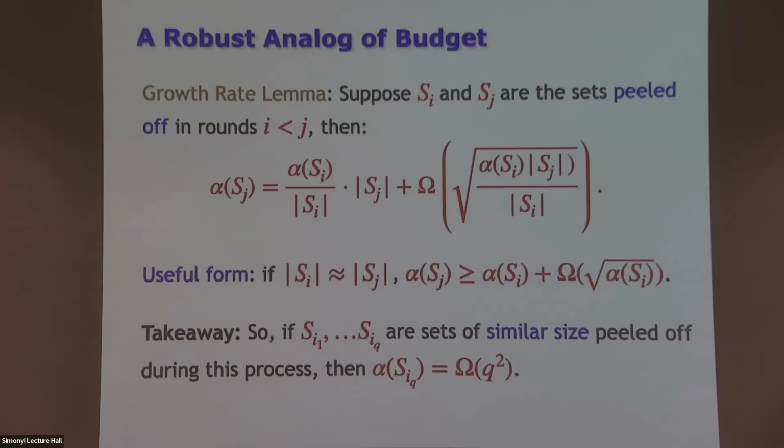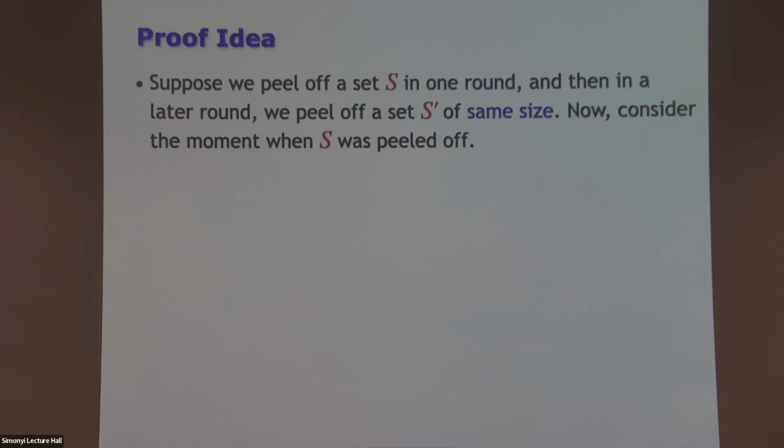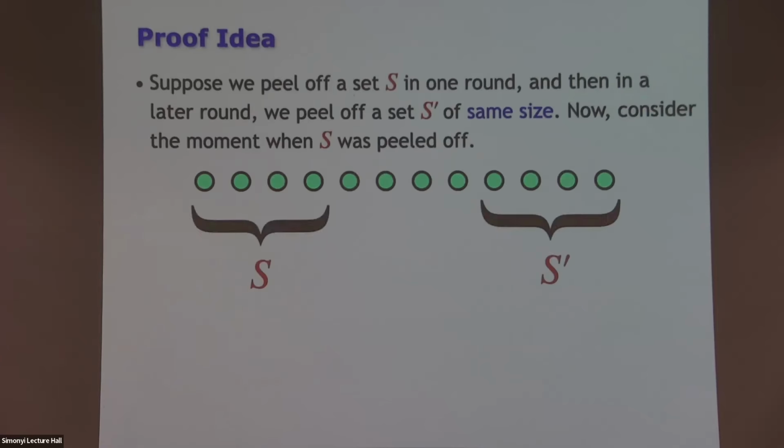And now let's take a look at why this is true. Let's imagine that we're running our algorithm, and then in some round you peeled off a set S, and then in a later round you peeled off a set S prime, which is of the same size as S. Now let's look back to the point in time when you peeled off the set S. S is what's just been peeled off, and S prime is a later set that we're going to peel off.